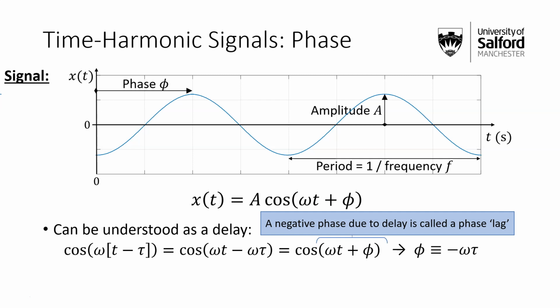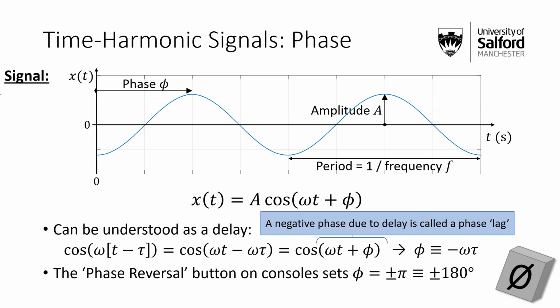Now the other place you'd likely have seen phase is the phase reversal button on consoles, which is often mistakenly called the phase button, but it doesn't switch phase. Phase is a continuous quantity from 0 to 360 degrees or 0 to 2 pi radians. What this does is change the polarity. What you're doing there is essentially taking a phase and switching it by plus or minus pi or plus or minus 180 degrees. That takes you halfway around the cycle, so that what you get out is the negative of the signal. So that's why it has a little phase symbol on it, but what it's actually doing is phase reversal or polarity switching.